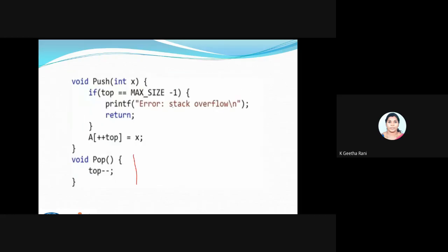Under your push operation, I'm checking an overflow condition. Under your pop operation, I'm checking for an underflow condition. Fine. And next, I'm just returning the top value. If I want to return the top value, I'll return it using this particular operation, return a of top. It's very simple. So these are the three main operations I've used: push, pop, and top.